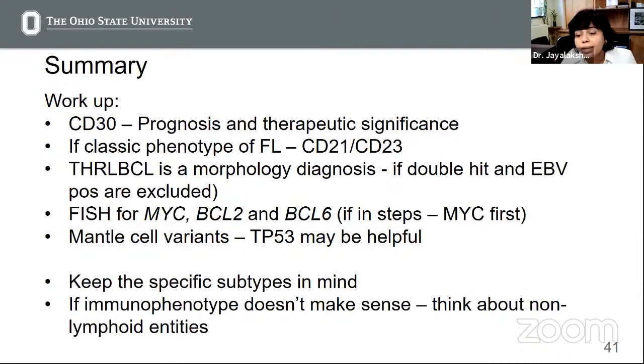Then always keep the specific subtypes of aggressive B-cell lymphoma, like the mediastinal or CNS or intravascular, all those things in mind, and do appropriate stains and look at the clinical history, imaging, all those things. And the main thing is, if the morphology and immunophenotype do not make sense, think about non-lymphoid entities as well.